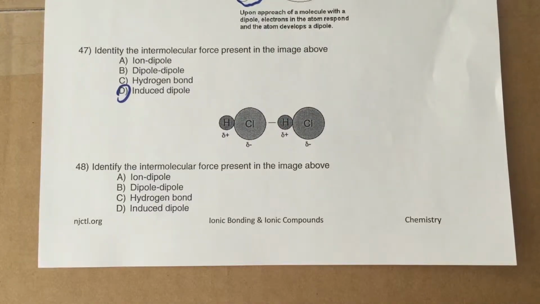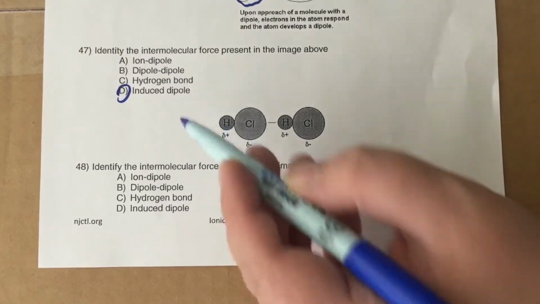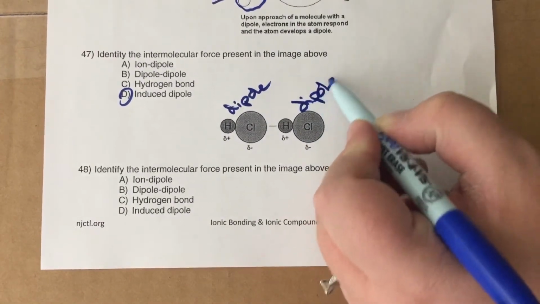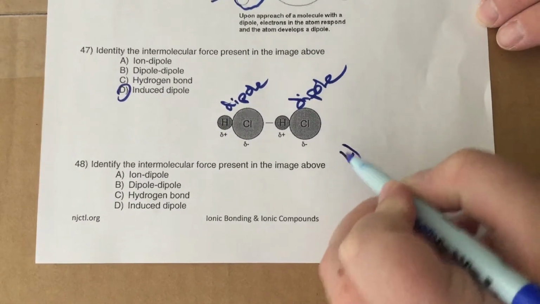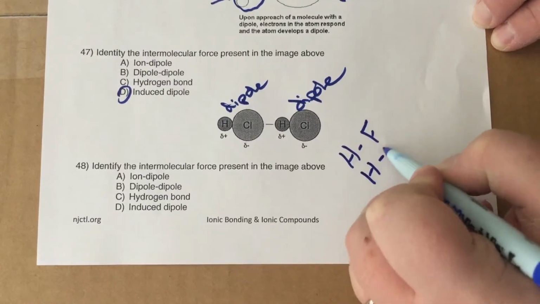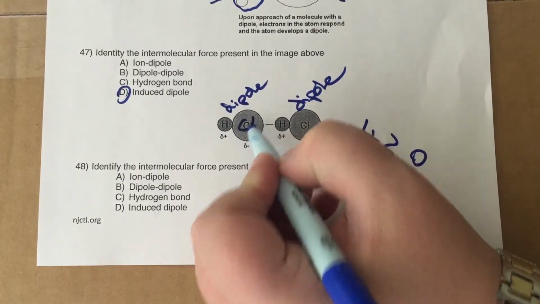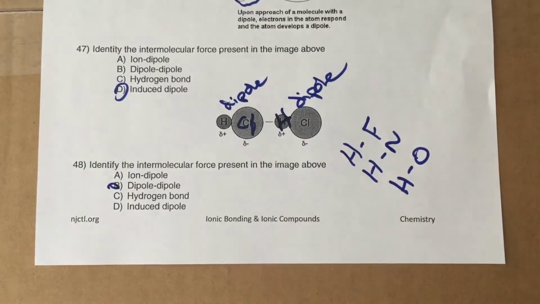This one, the IMF: I've got my 2 wacky symbols on one molecule, so this is a dipole, and this one is also a dipole. But now I have to make a distinction whether it stays dipole-dipole or goes into a hydrogen bond. Hydrogen bonds are between HF, HN, and HO. This one is chlorine going to hydrogen, so that is not any of those. We're going to stick with dipole-dipole as letter B. Last 2, and then we're done.